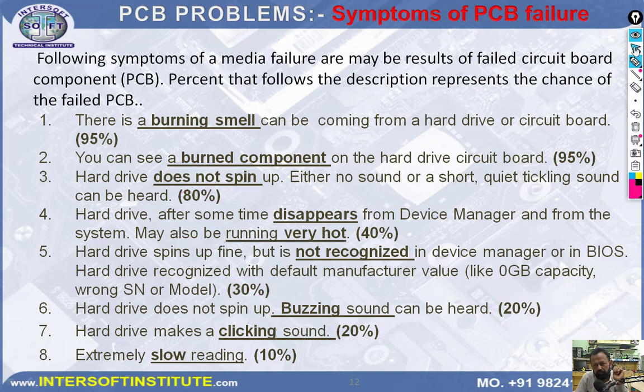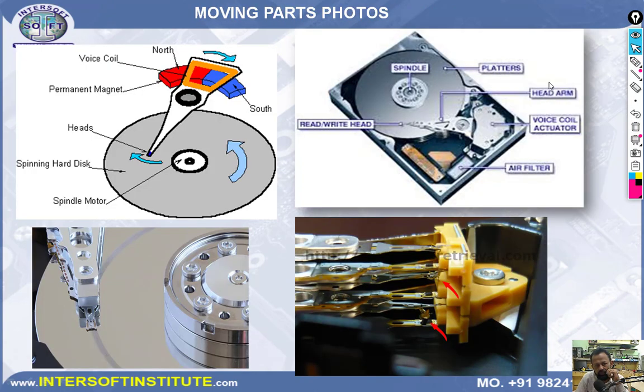Those are the PCB related problems. Next we move to the moving parts. Moving parts means here is your head, this is your parking zone, and here is a small head. You can see the small head here. Here is your pre-amplifier IC. Your arm, sliders, and all those things are there.